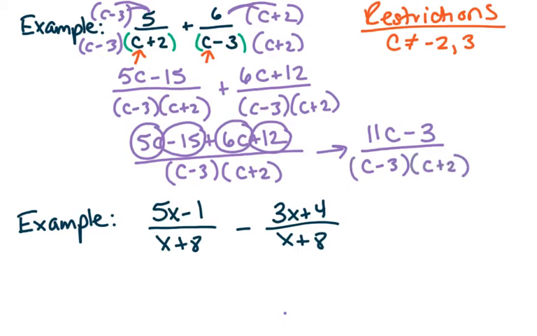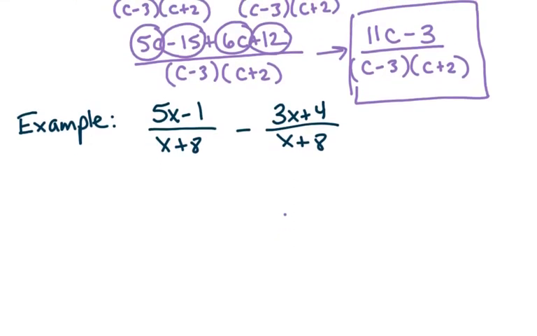Now, just because you see a c minus 3 here and a c minus 3 here doesn't mean you can cross these out, because that 11 is in the front. So it's not c minus 3, it's 11c minus 3. The whole thing is a factor. So you cannot cross these out. They're not the same. And it is simplified.